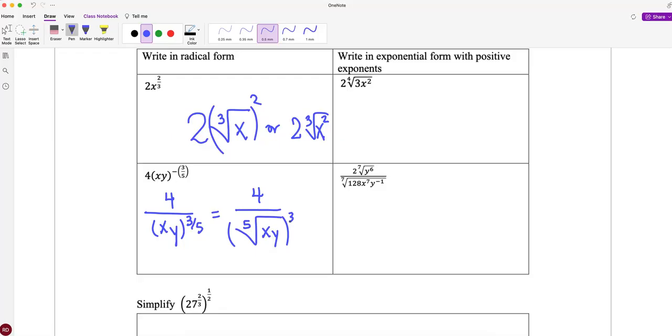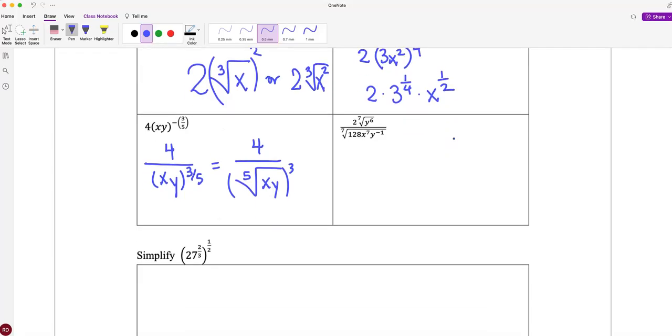The next one, I got a little bit of work to do here. Let's do the one on top. Write this in exponential form with positive exponents. So this is 2, and it's 3x squared. The 4th root is the same as raising it to the 1/4 power. So I could leave my answer like that, or it's 2 times 3 to the 1/4 times x to the 1/2. Either way.